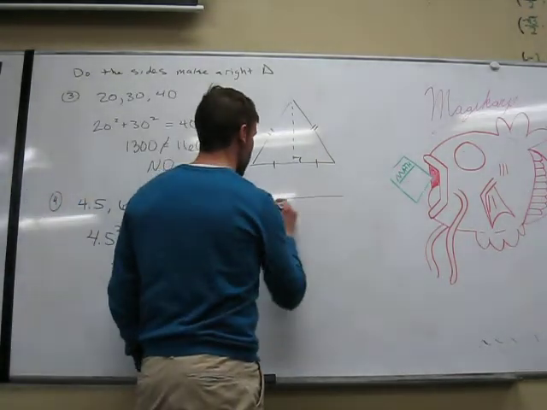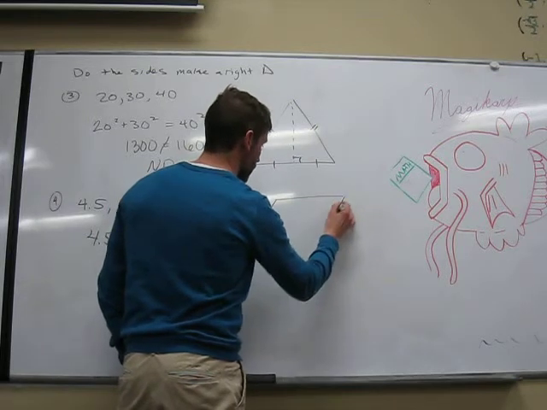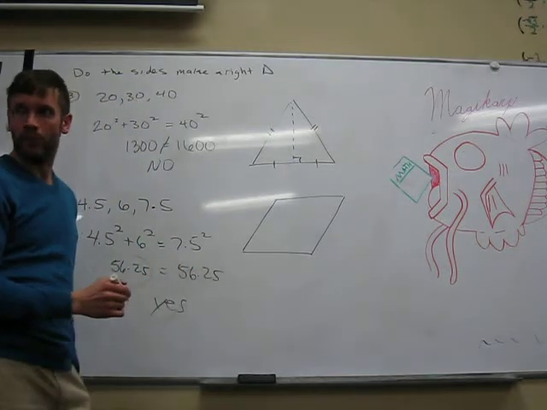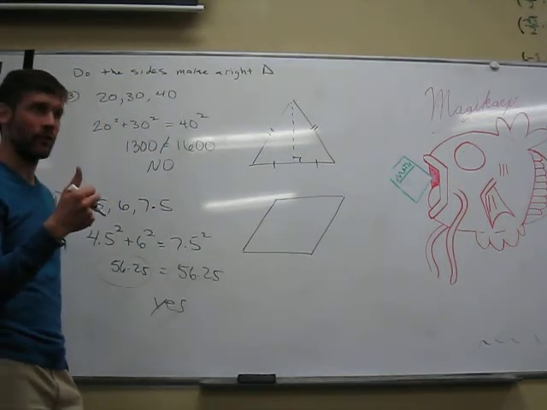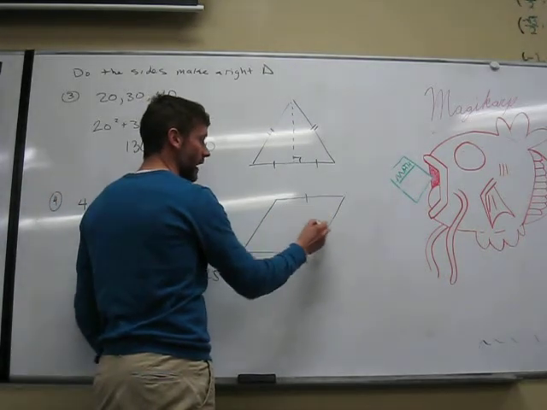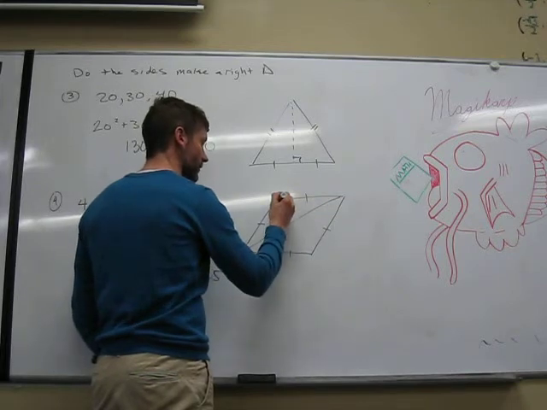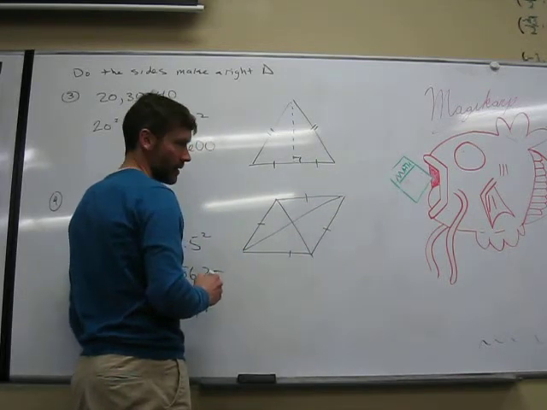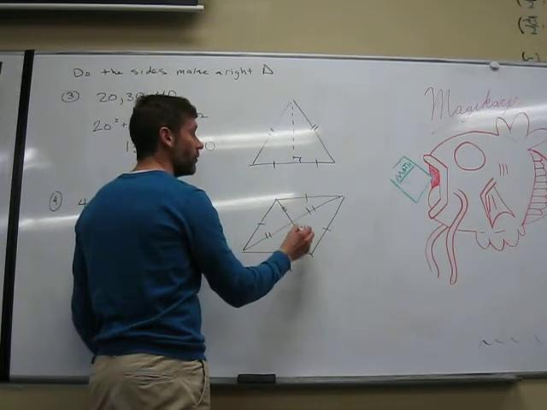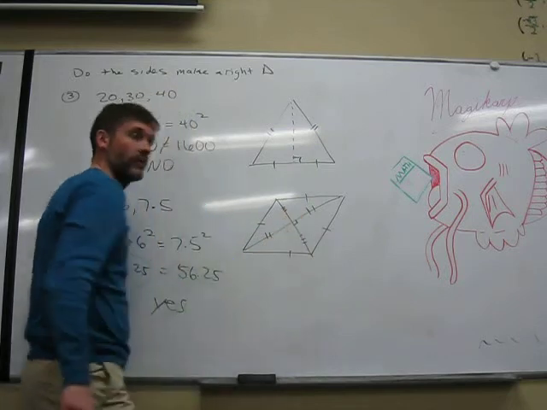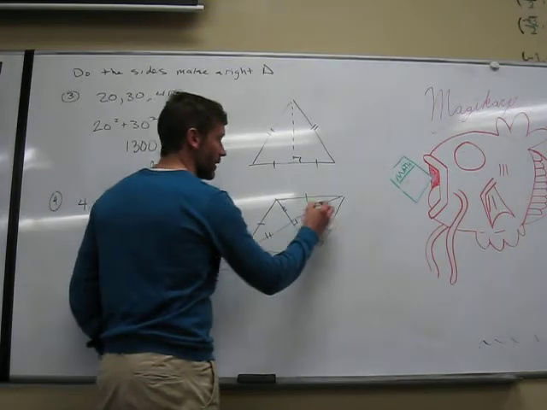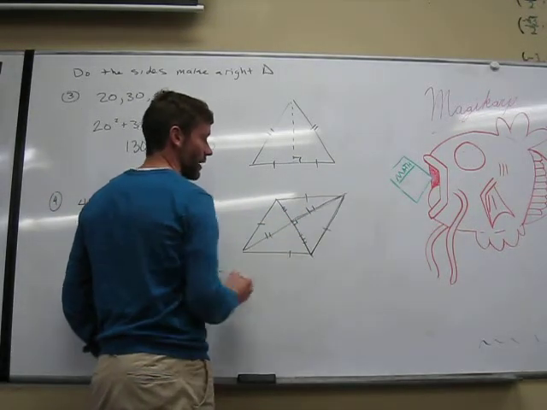What shape does this look like? Parallelogram. Parallelogram, check. What else? Rhombus. What do we know about a rhombus? All sides are equal. And then what do we know about the diagonals of a rhombus? They bisect. What else do we know? They're perpendicular. So therefore they intersect at a 90, making what kind of triangle here? A right triangle.